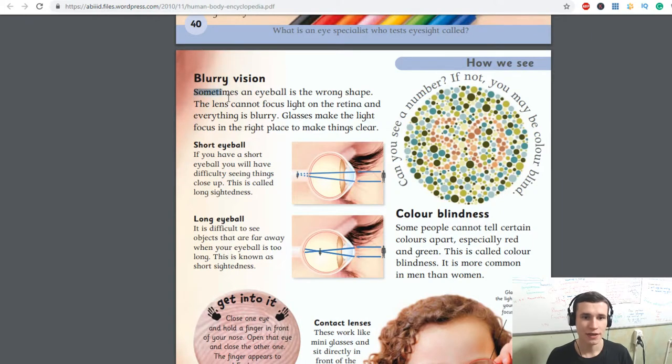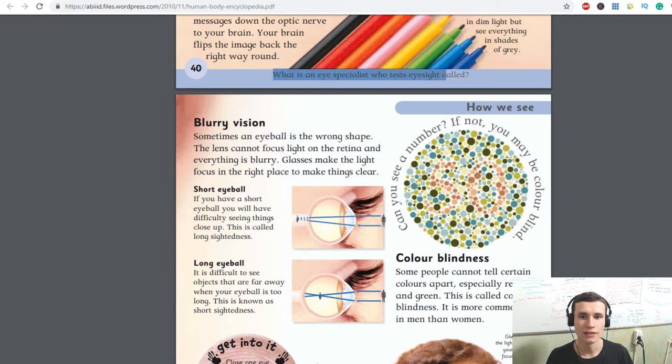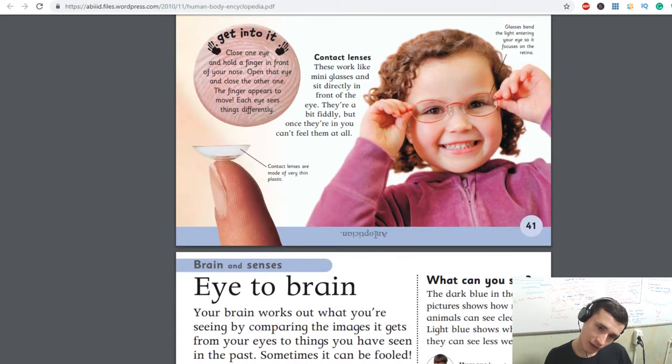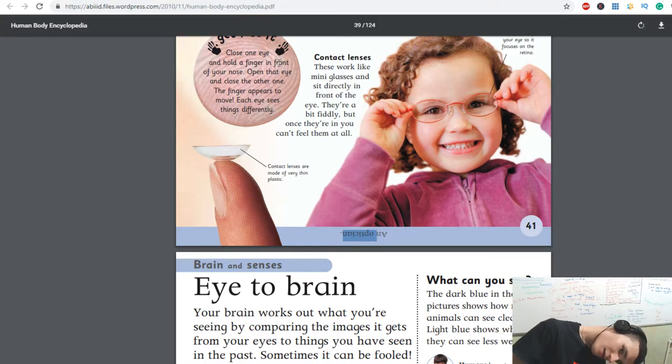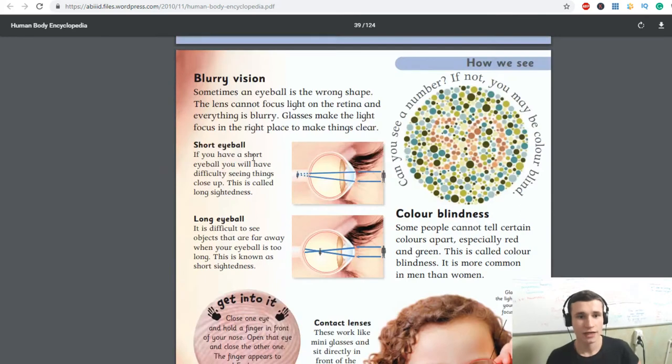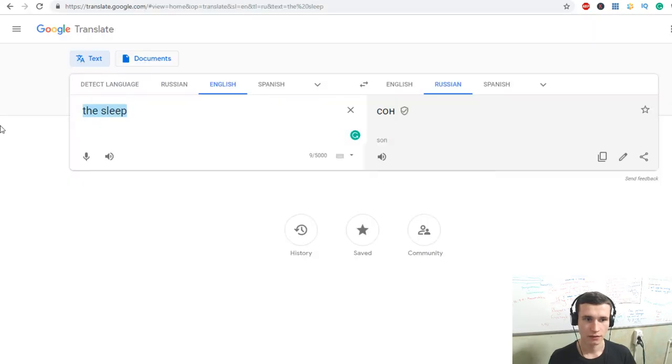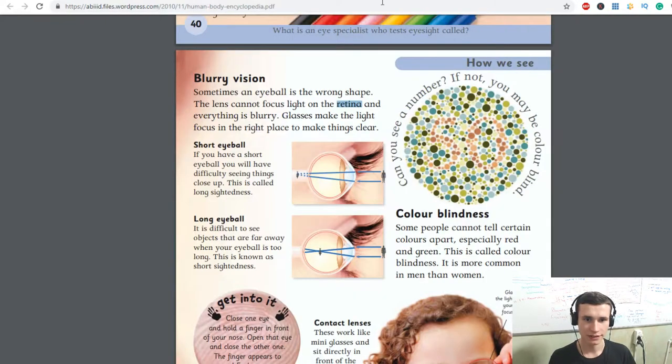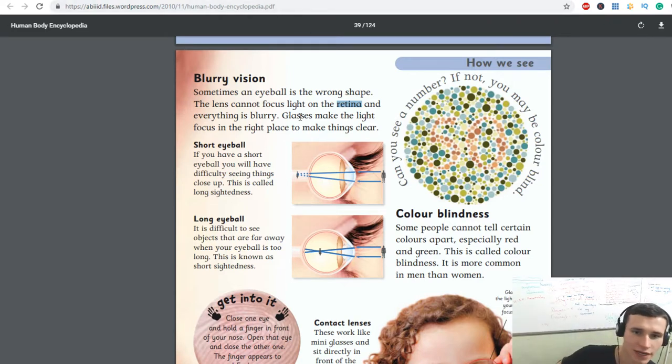Blurry vision. Sometimes an eyeball is the wrong shape. What is an eye specialist who tests eyesight called? An optician. The lens cannot focus light on the retina and everything is blurry. Glasses make the light focus in the right place to make things clear.